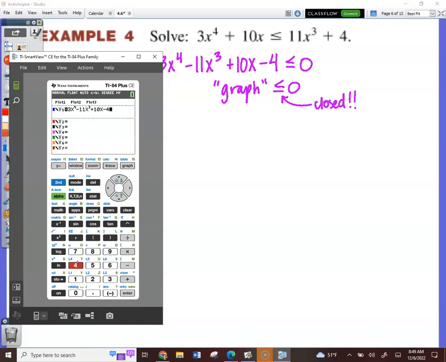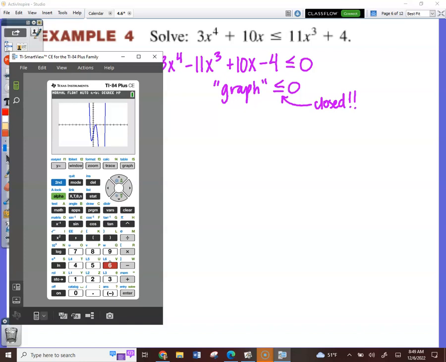Alright, this is a 4th degree polynomial. I'm a little nervous this is going to be really big, but let's just zoom 6 and see where it is. Zoom 6. Okay, so it's not that bad. It's all right there. You can't see the bottom, but I don't really need it, because remember the shortcut is you're just seeing where the graph is above or below.